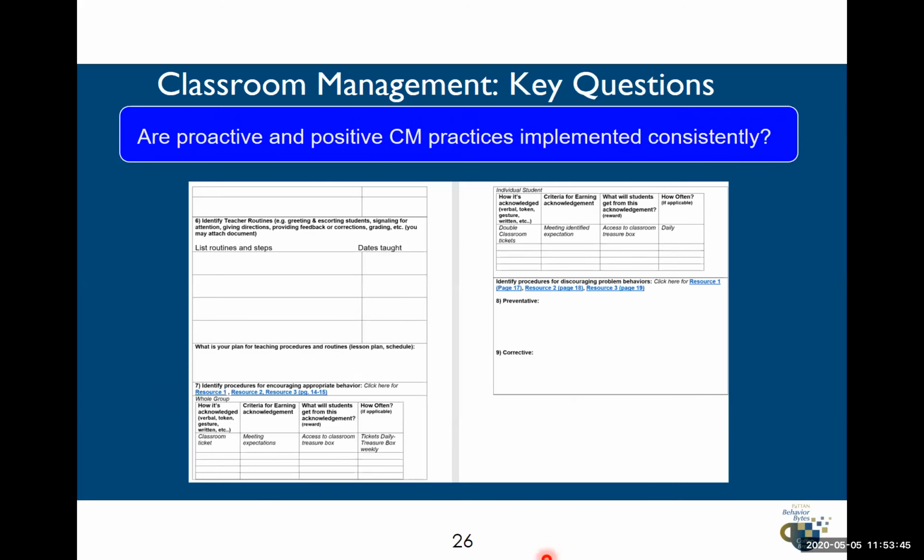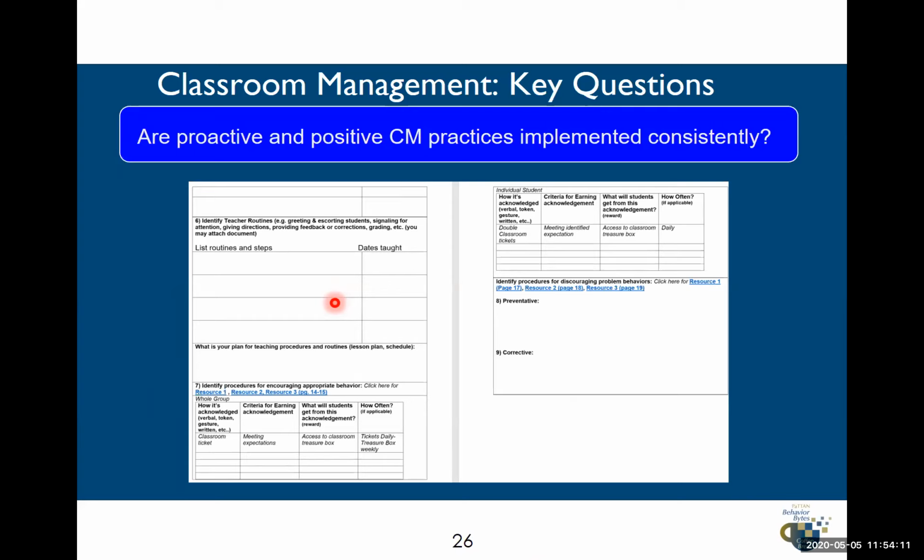Next, remember, this is what we talk about when students come into the door. So what are the proactive and positive classroom management practices I'm implementing consistently? So on the previous page and this page, there's a spot for you to write out your student and your teacher routines. So for your student routines, how do I ask for help? How do I ask to sharpen my pencil, etc.?